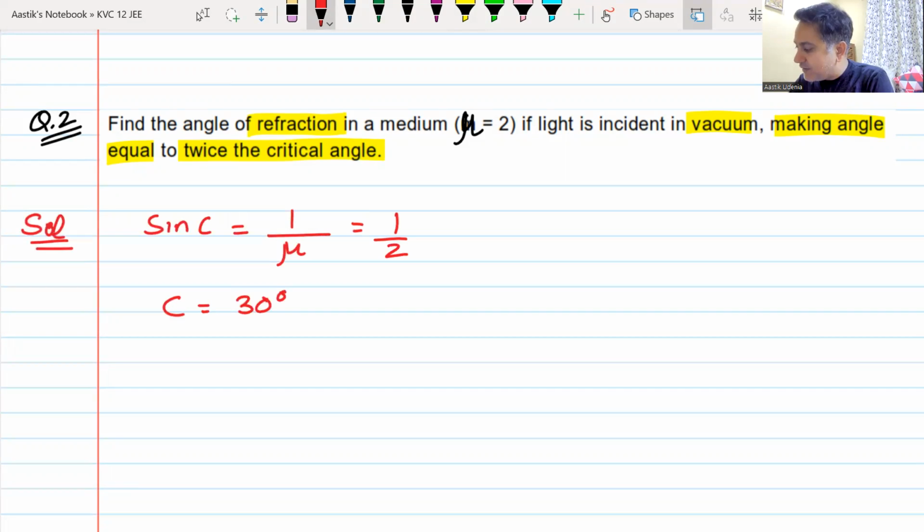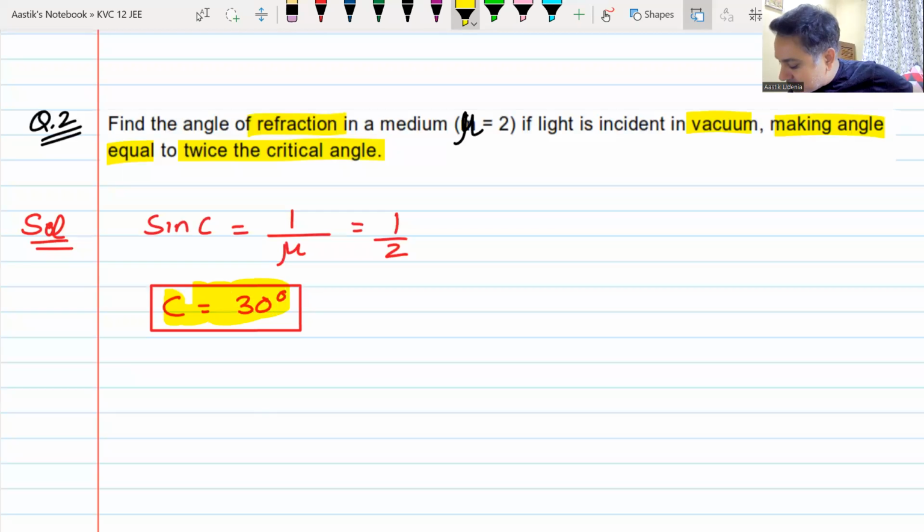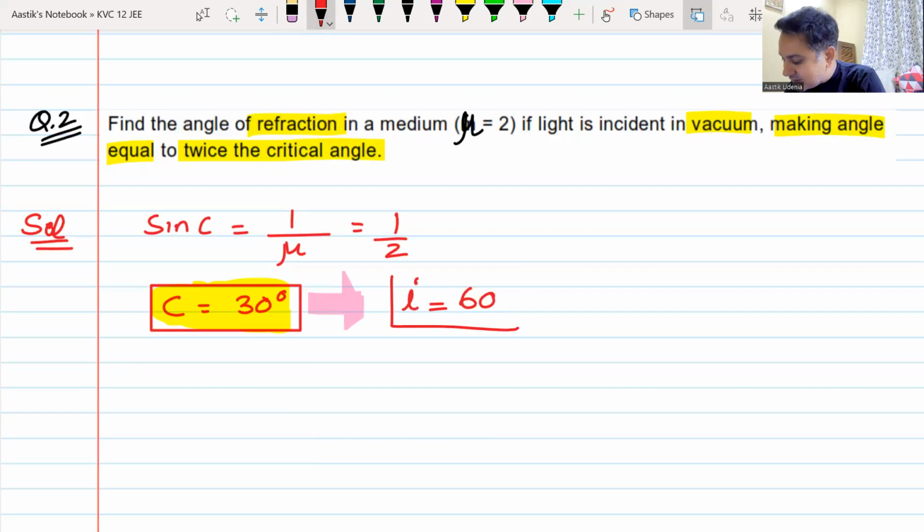Can I have raised hands from everyone in the class, that we understand this? My critical angle is 30 degrees, my dear friend, and it is given that the angle of incidence is twice that critical angle, so my angle of incidence becomes 60 degrees. Yes or no? Everyone understands this?